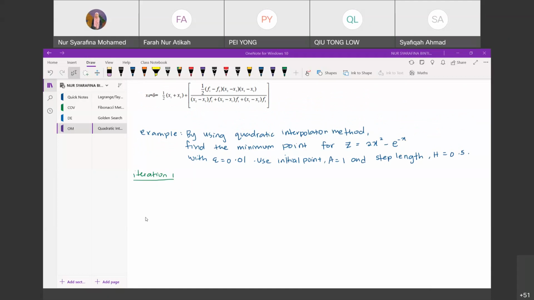Right, so your x1 equals 1, right? And then your x2 is equal to a plus h, which is 1 plus 0.5. And then you can find your f1 and f2 by using the function here. What is your f1? What is your f2 there?